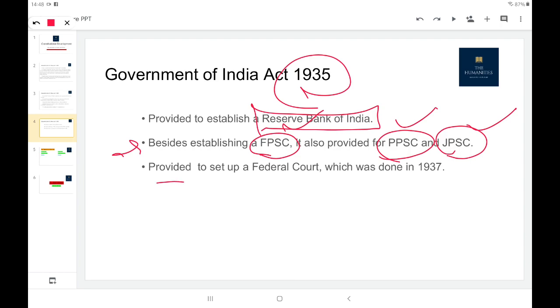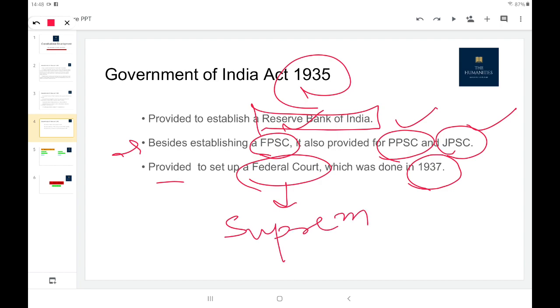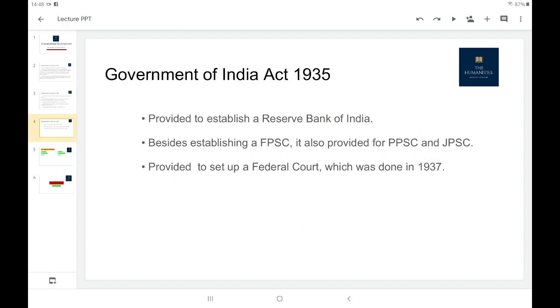Then it also provided to set up a federal court, and it was finally set up in 1937, and this federal court was different from the Supreme Court in Kolkata that was established in 1774. It is not that, it is a different one which was set up in the year 1937. So that was all about this Government of India Act 1935.